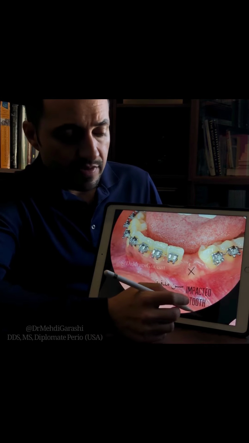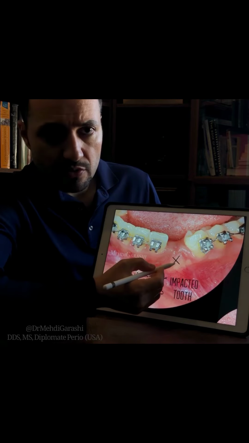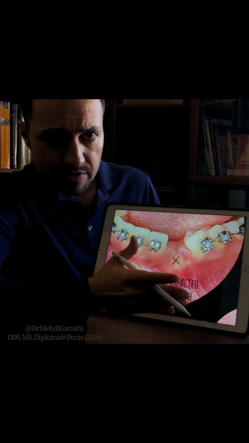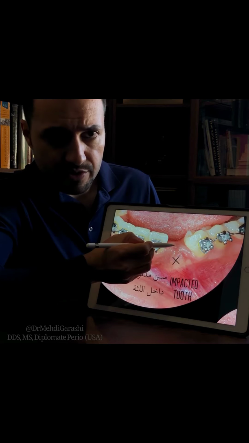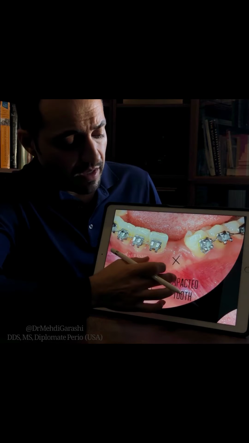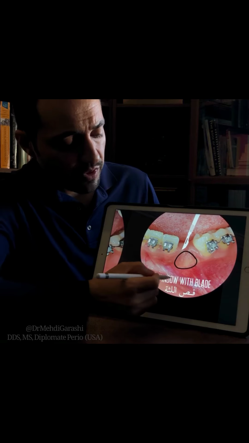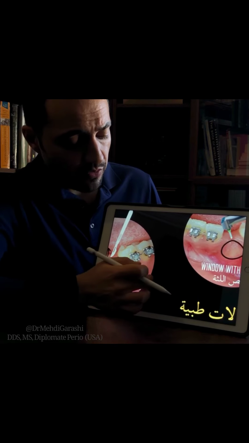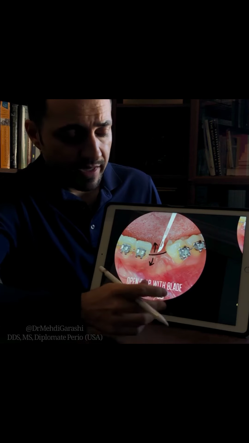And with regards to this case, I already mentioned where the impacted tooth is located with respect to the ridge. So we know that it's buccally positioned and we know that it's slightly deep. It's not at the crest of the ridge. Okay? So now the question was, which technique would you perform? Would it be a window with a blade? Would it be a window with laser? Or would it be open flap in order to reach the impacted tooth?